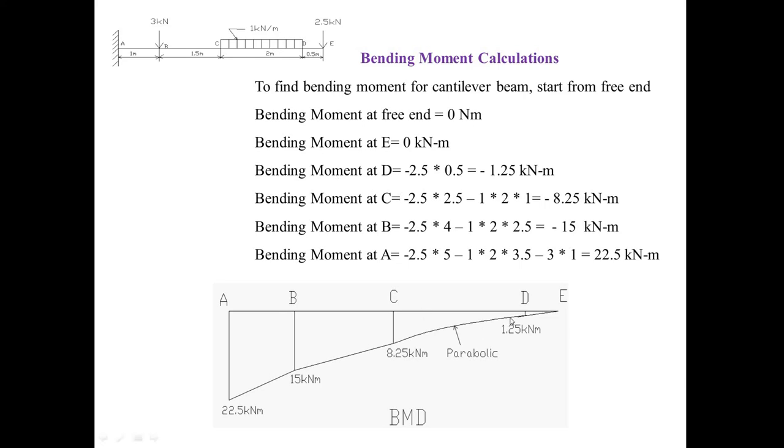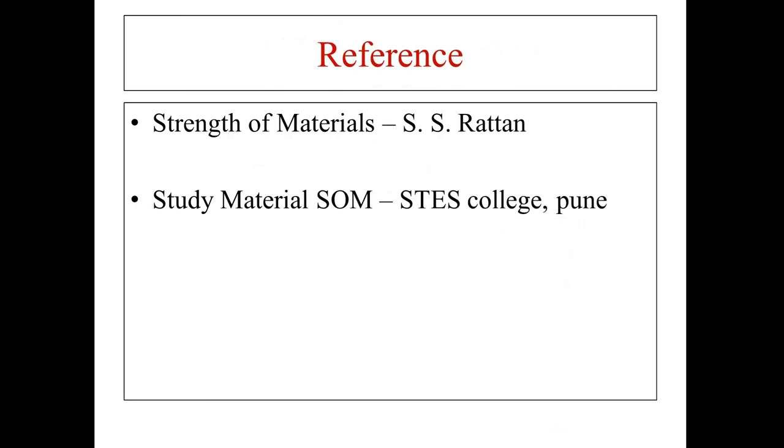From D to E, again the inclined line, because the load varies over here. You have to take the same convention again: whenever it is a point load in the loading diagram, in the shear force diagram it is a horizontal line, and in the bending moment diagram it is an inclined line. That convention you have to follow, and you'll be getting the diagram like this. So this is the reference.